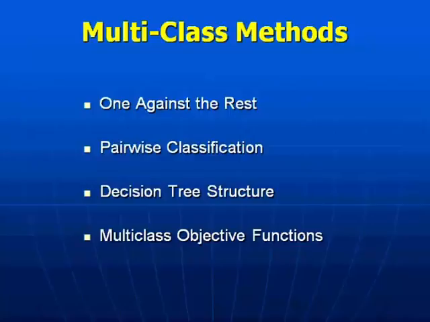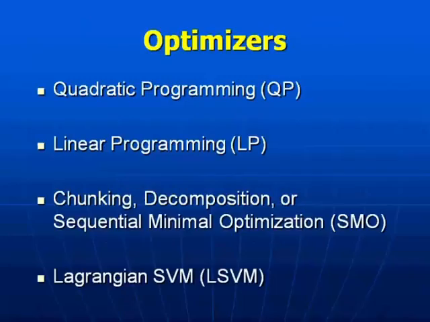So my multi-class methods could be one against the rest, pairwise classification, even decision tree structure, and nowadays multi-class objective functions have also been designed. There could be different optimizers like quadratic programming, linear programming, chunking decomposition, or sequential minimal optimization, and even Lagrangian support vector machine.